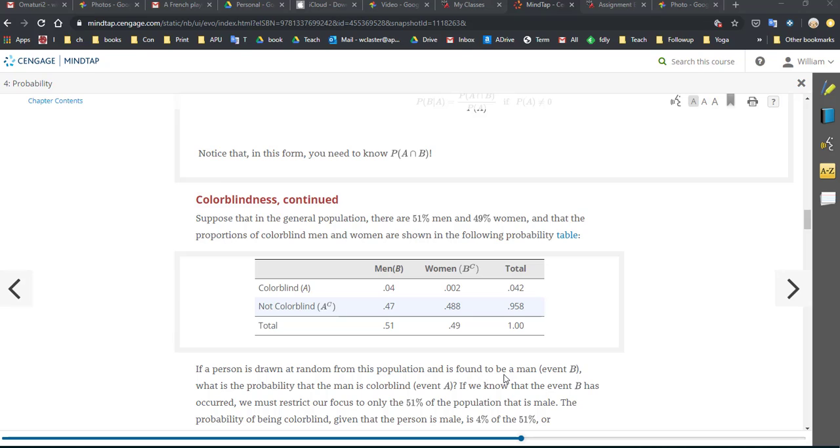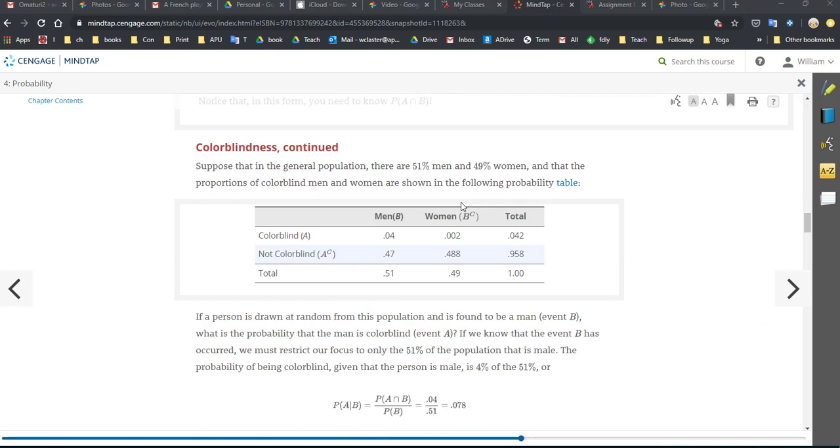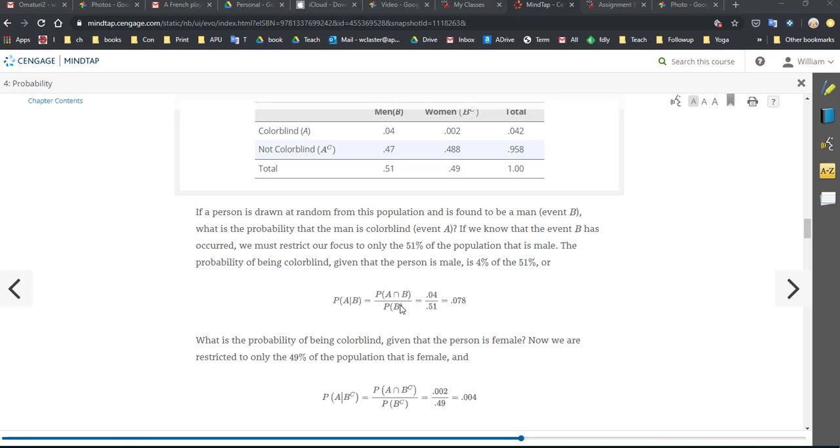Now they say, if a person is drawn at random from this population and is found to be a man, what is the probability that the man is colorblind? So here we're calling event B that we've drawn at random a man, and event A is that the man that we've drawn is colorblind. So what we're asking in this question is, given that the person is a man, given B, what's the probability of A? Now we just use the definition that we just had up here, and we get the probability of A intersect B on the top, and the probability of B on the bottom.